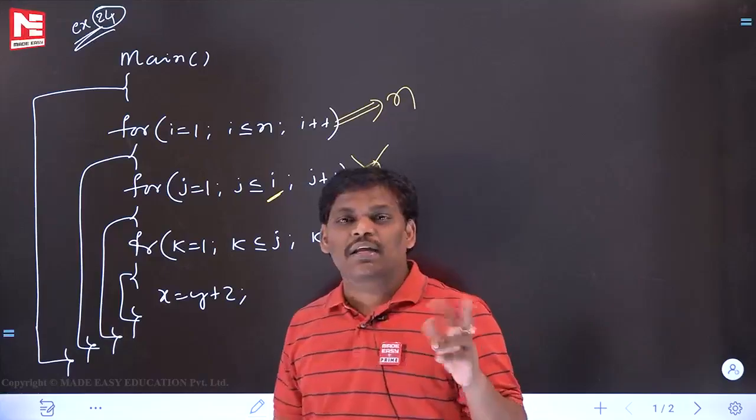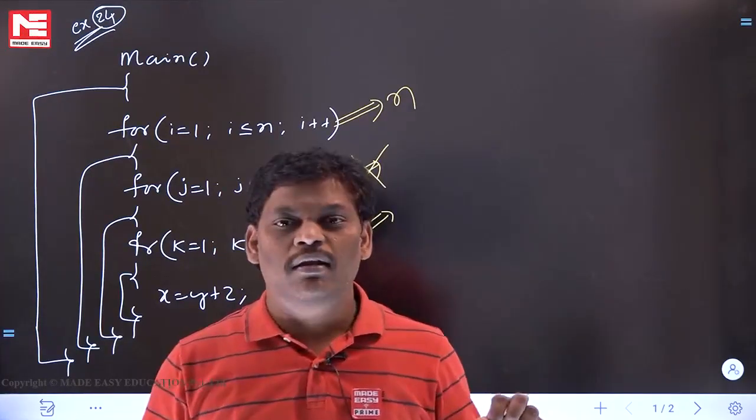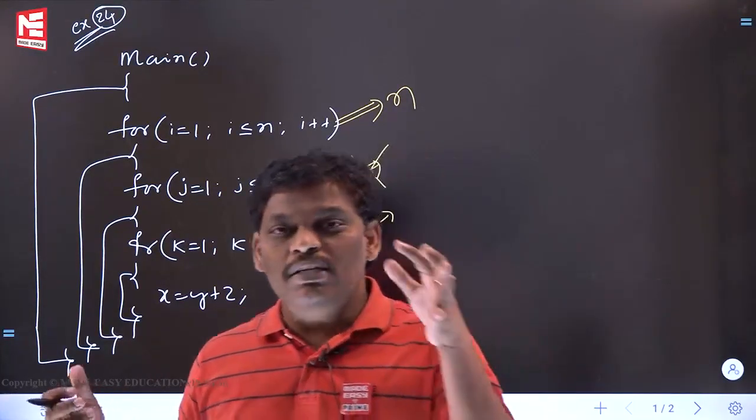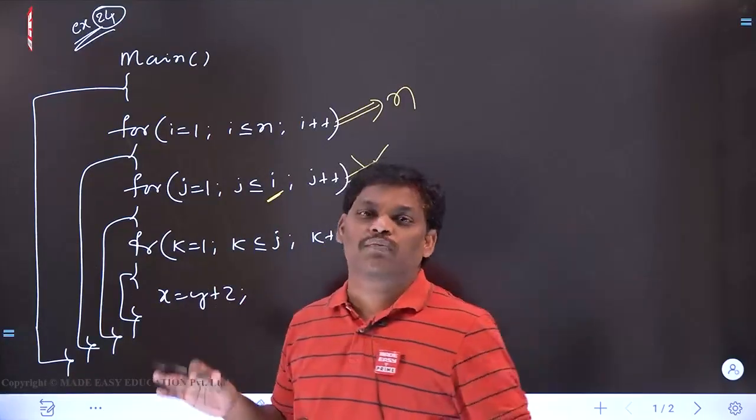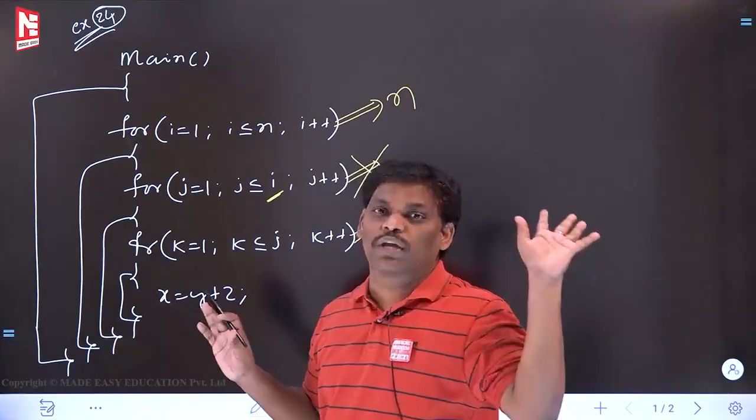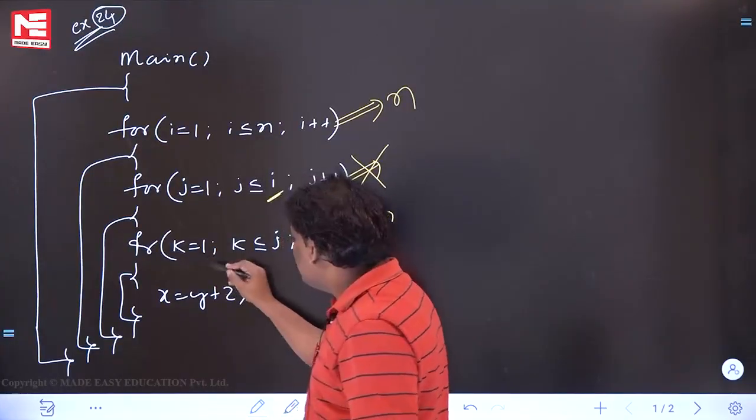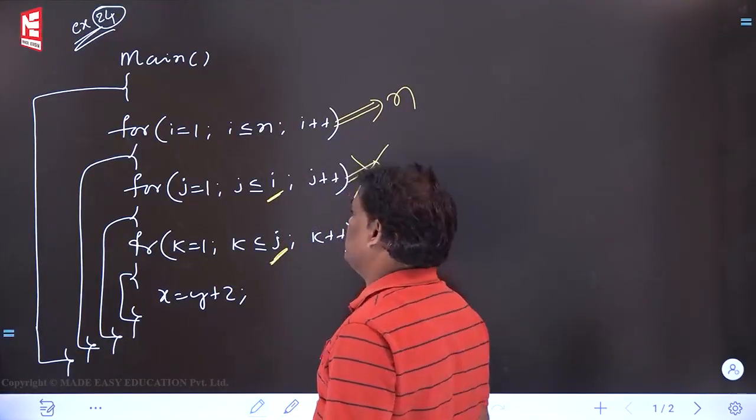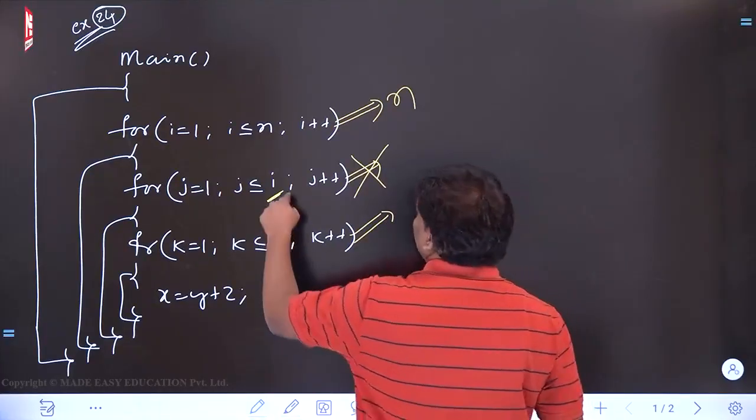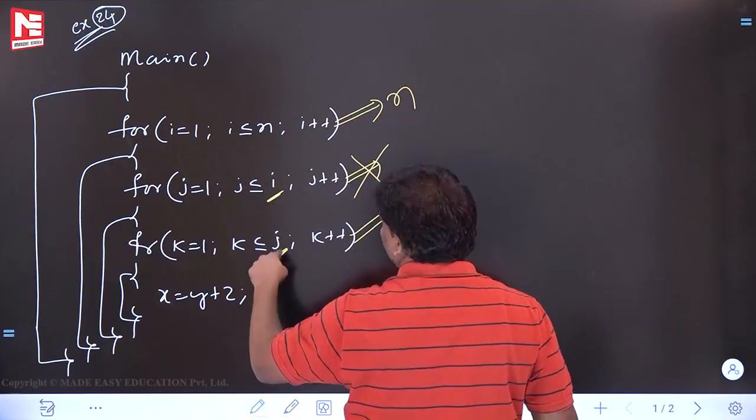If there is no dependency between inner loops, what will you do? Find the individual counts and multiply. Now, because there is a dependency, individually you cannot find out. So clearly see what is going on. Next one: K loop is based on J loop. See this one, there is a dependency. Two times dependency: J loop based on I loop, K loop based on J loop.